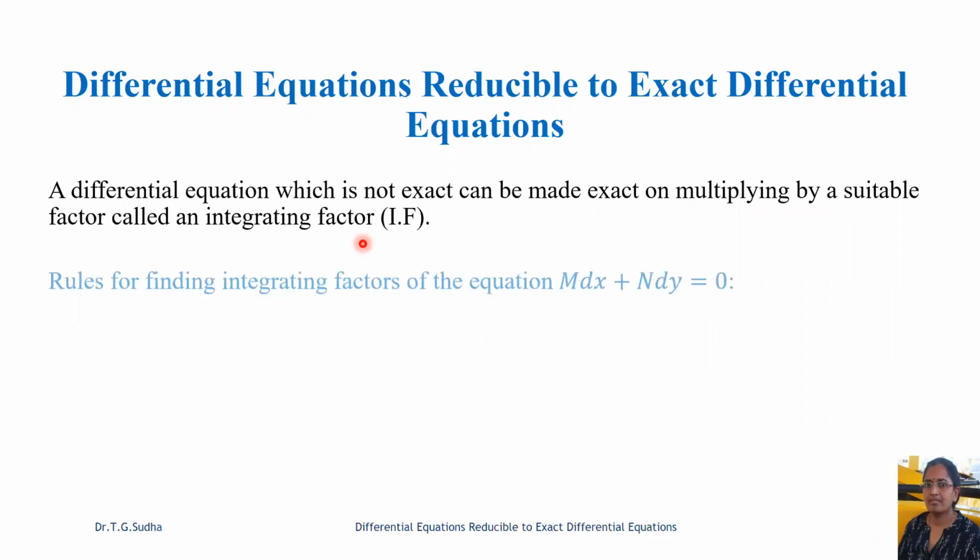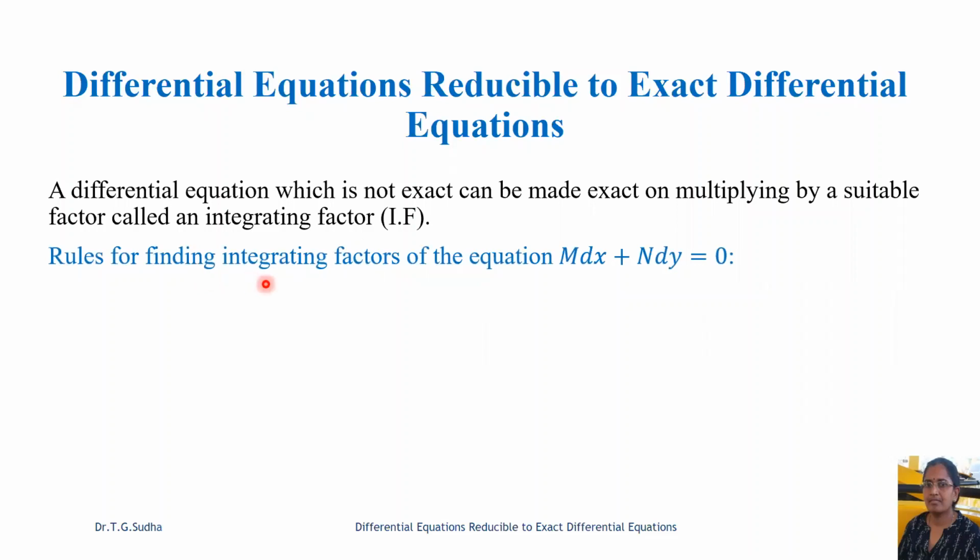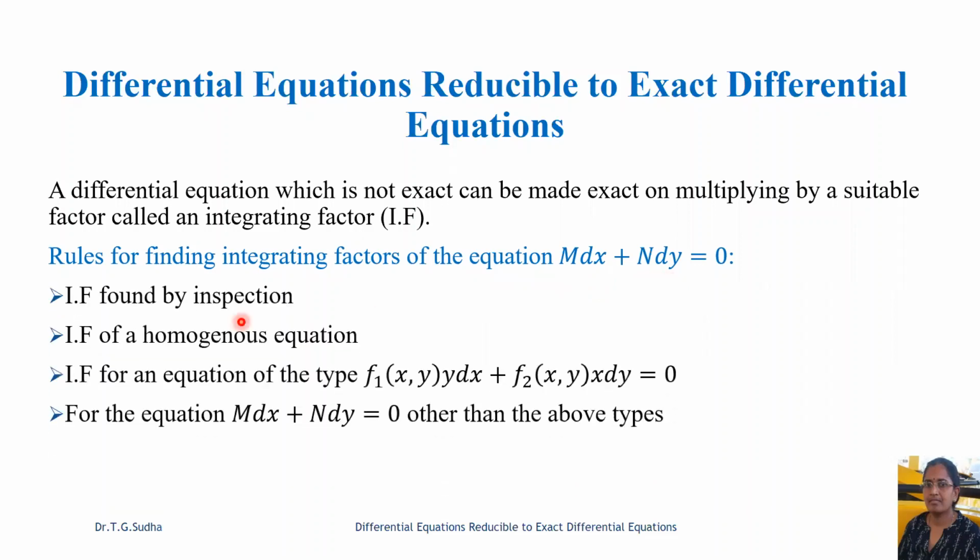We have also discussed the rules for finding integrating factors of the equation M dx plus N dy equal to 0, which were found by inspection, which were of the homogeneous equation form, and the equation of the type f1 of x comma y into y dx plus f2 of x comma y into x dy equal to 0, as well as an equation of the form M dx plus N dy equal to 0, which were not discussed in the above three types.